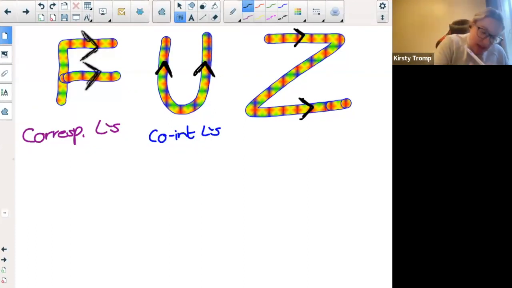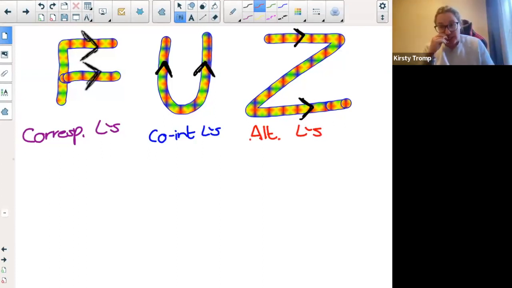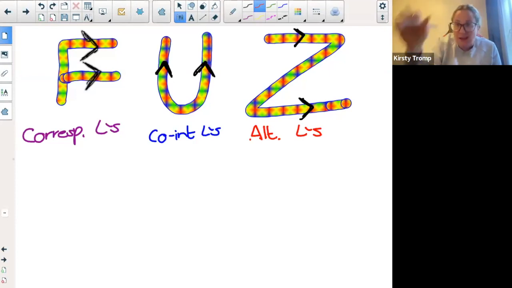That means that I'm looking at what kind of angles. What kind of angles are the Z? Well done. Alternate angles. So those ones are alternate angles. The letter Z, it's the one that's right at the end of the alphabet. It's the one that you never remember. It's the alternate letter. So Z are alternate angles. Okay, so we've got our F, we've got our U, we've got our Z.